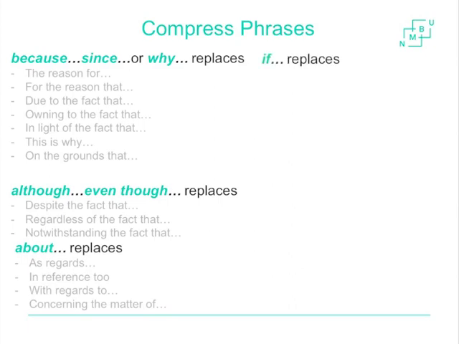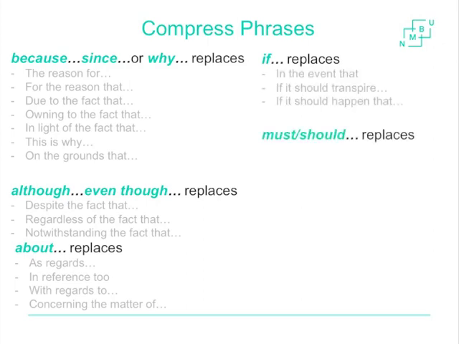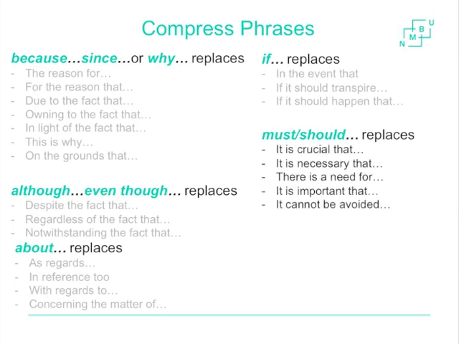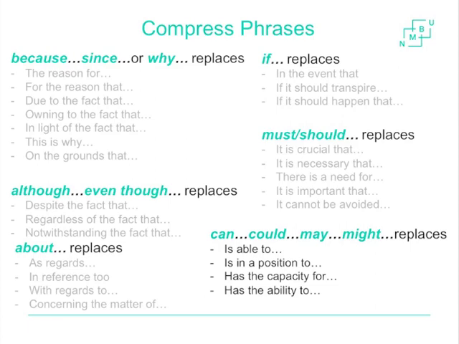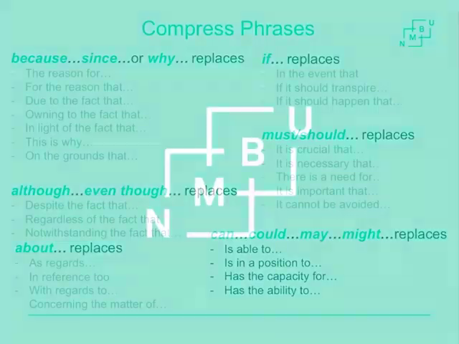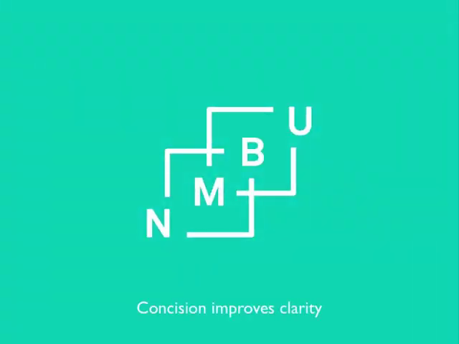If can replace in the event that, if it should transpire, if it should happen that. And must and should can replace it is crucial that, it is necessary that, there is a need for, it is important that, it cannot be avoided. Can, could, may, or might can replace is able to, is in a position to, has the capacity for, has the ability to. All these help reduce your total word count and make your text more concise and easier to read.